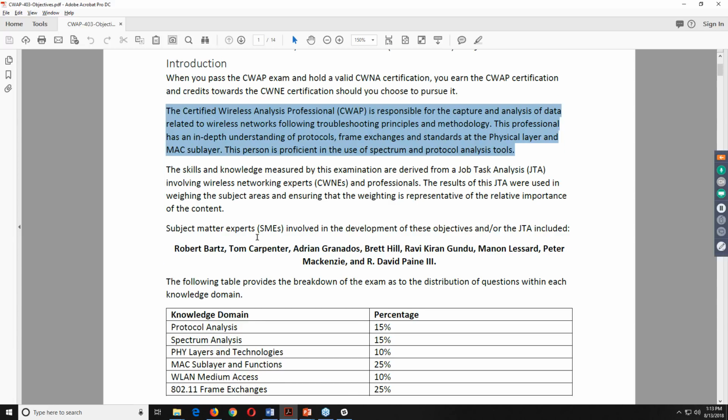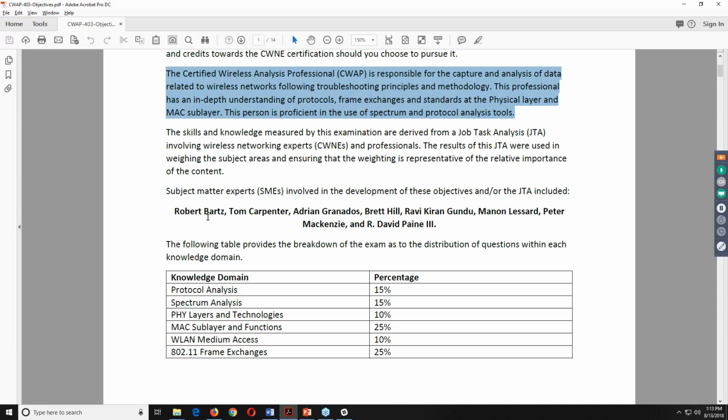So who were these subject matter experts or SMEs? Well, Robert Bartz, Adrian Granados, Brett Hill, Ravi Kiran Gundu, Manon Lissar, Peter McKenzie, and R. David Payne. So these were the ones. I was there giving them guidance along the way, but these other subject matter experts, 7 of them, were the ones who actually went through the process of determining what a wireless analysis professional needs to do in their job. What are the knowledge domains that we need to have? What is the percentage breakdown of those knowledge domains?